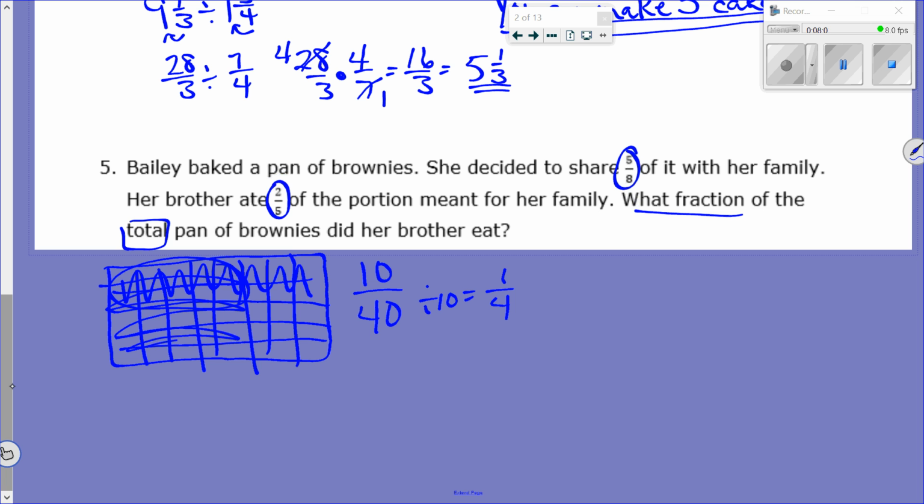Mathematically, what are we doing? Just multiplying. 5/8 times 2/5. Reductions, I got 5s I can take out. I can divide these by 2. Gives me 1 and 4. 1 times 1 is 1. 4 times 1 is 4. So whether I did the model or the actual mathematics on that, her brother ate 1/4 of the brownies.